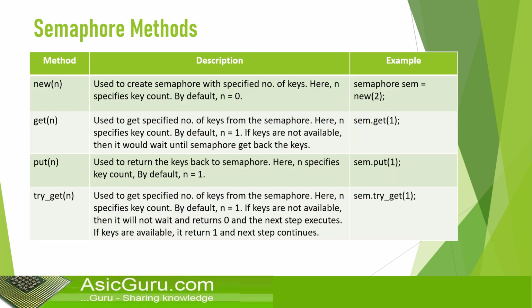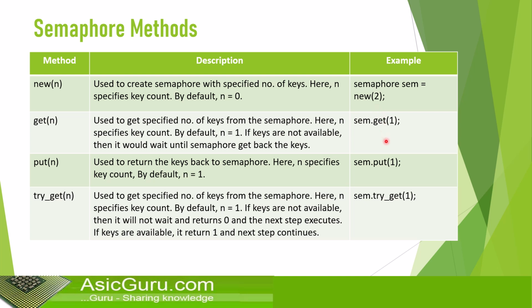So now let's walk through the key semaphore methods which you need to know. So first one is new. New is the constructor method which is used to create a semaphore with a specified number of keys. Say for example, if you are creating a semaphore with two keys, it means two processes can access the shared resource concurrently. The syntax of using this is semaphore name equals to, you are calling new and passing an argument which would be the key count, the number of keys which you want to create.